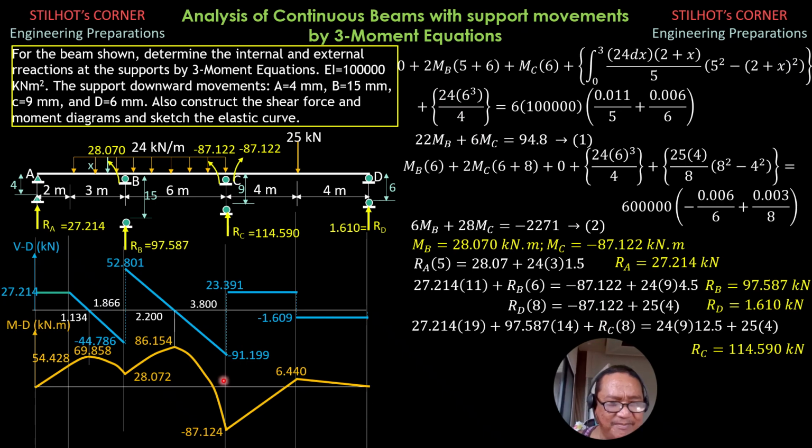So this is the moment diagram, and for the elastic curve, this portion is positive. We have points of inflection. We project these points of inflection, 0 moment. So connecting the supports, deflected or moved supports. So in this portion, concave up, point of inflection, concave down, another point of inflection, concave up, positive moment.